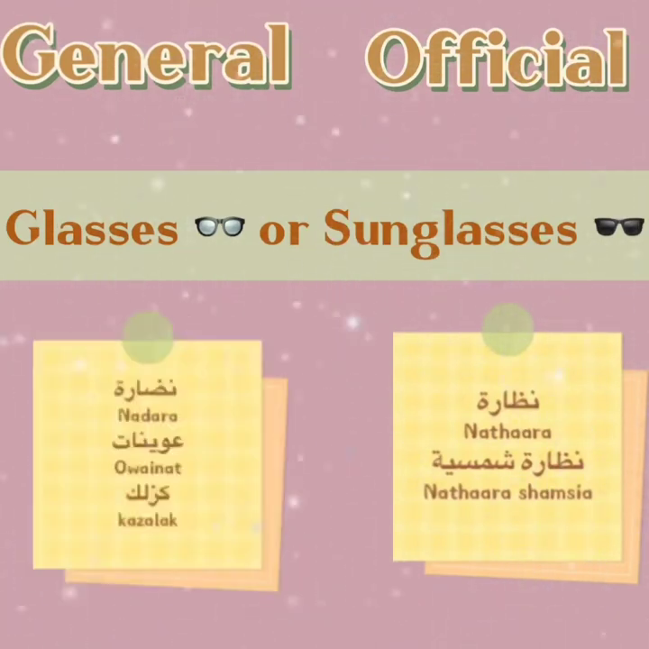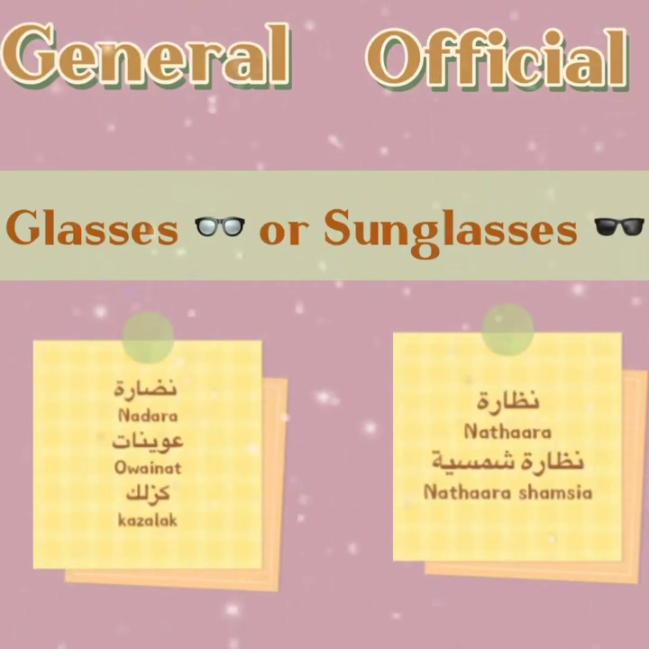We learned more words for the glasses or sunglasses. In the official Arabic, the glasses: نظارة. But the sunglasses we call in the official Arabic نظارة شمسية. نظارة for glasses, شمسية for sun. So sunglasses will be نظارة شمسية.